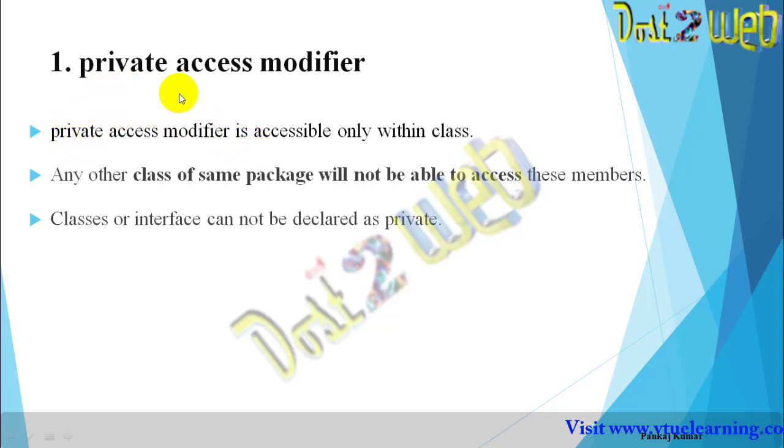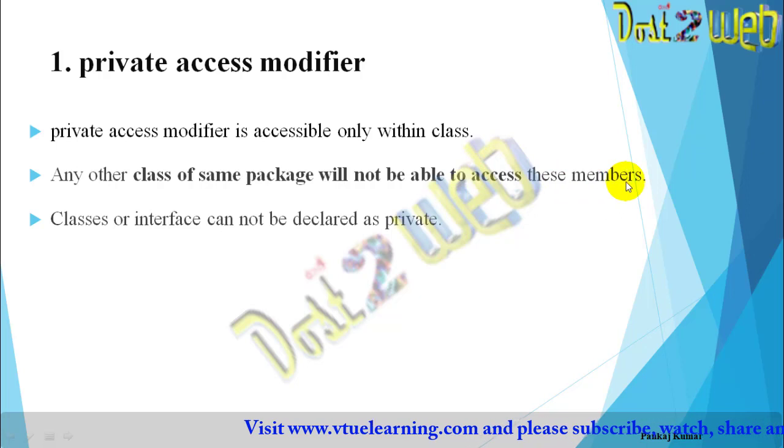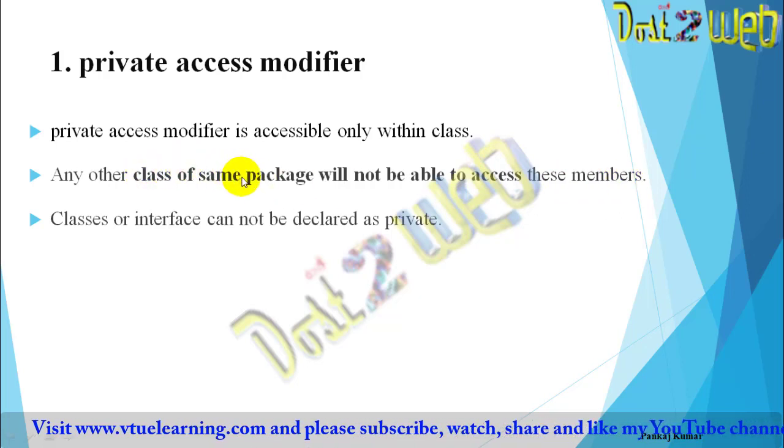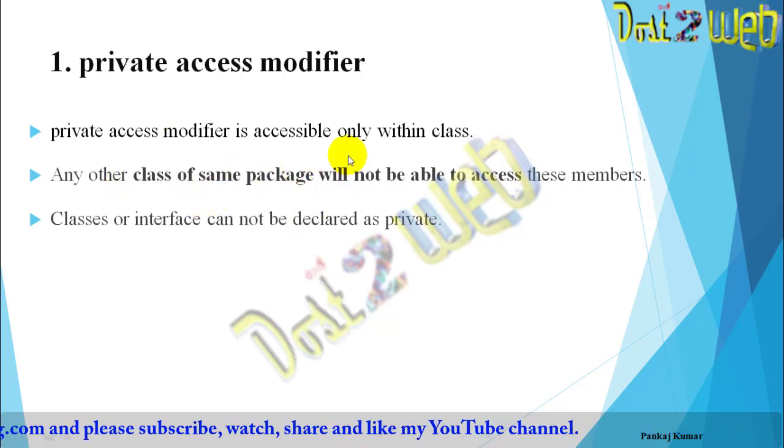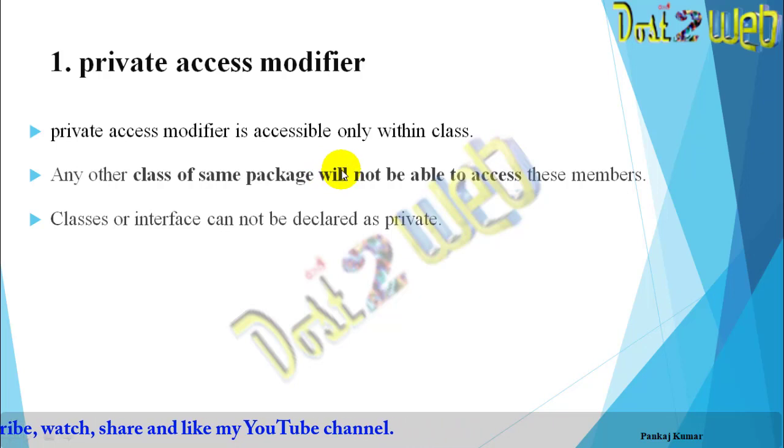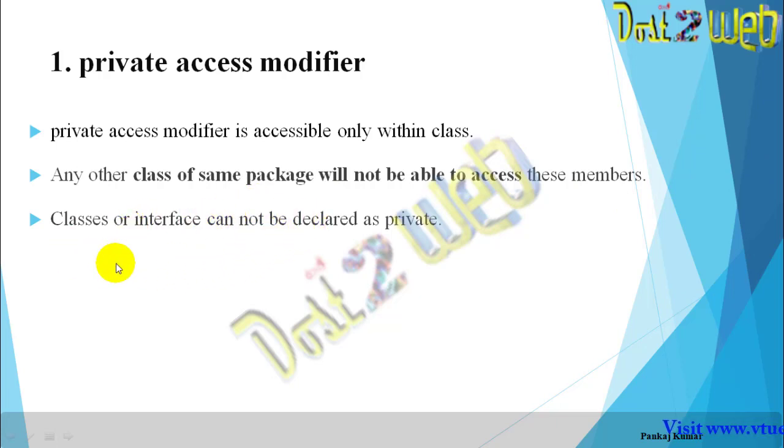So any other class of the same package will not be able to access this member. Obviously, because if you have some other classes in the same package, for example yesterday we created a package called CSE, and in the CSE package you have two different classes, it doesn't mean that both classes will be able to access the members. That is the main important thing. Also, classes or interfaces cannot be declared as private.